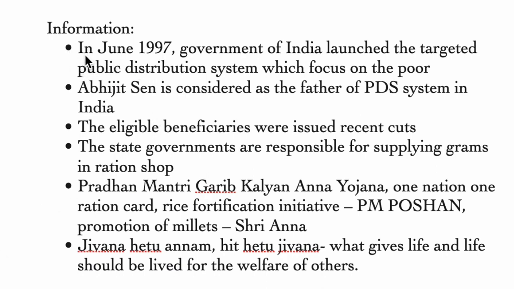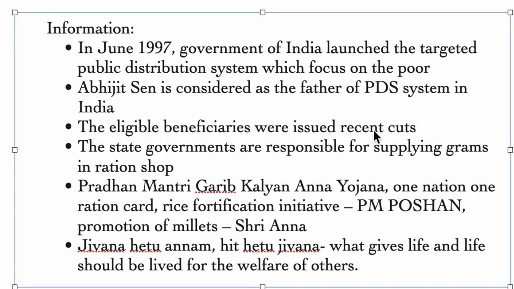So the first point I have gathered is, in June 1997, Government of India launched the Targeted Public Distribution System which focuses on the poor. Next point is, Abhijit Sen is considered as the father of PDS system in India. The third point is, the eligible beneficiaries were issued ration cards. And next point is, the state governments are responsible for supplying food grains in ration shops.